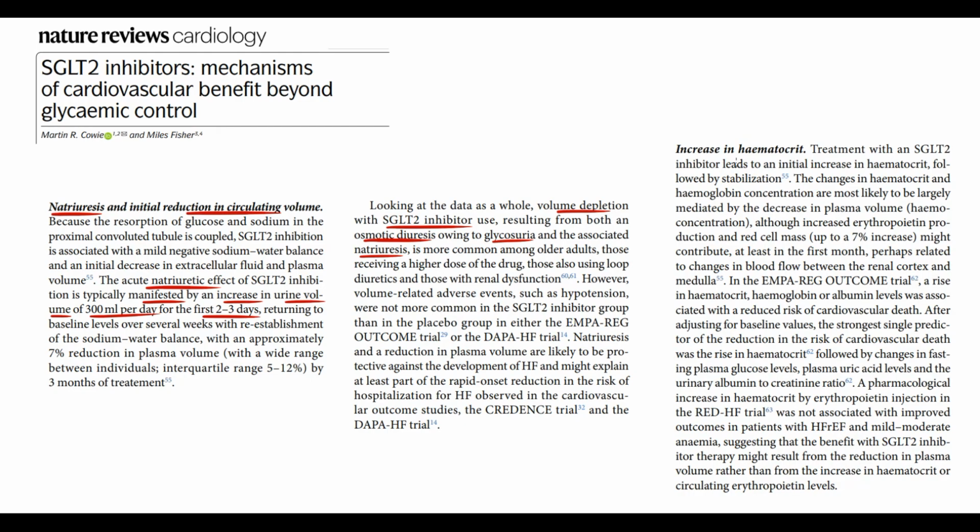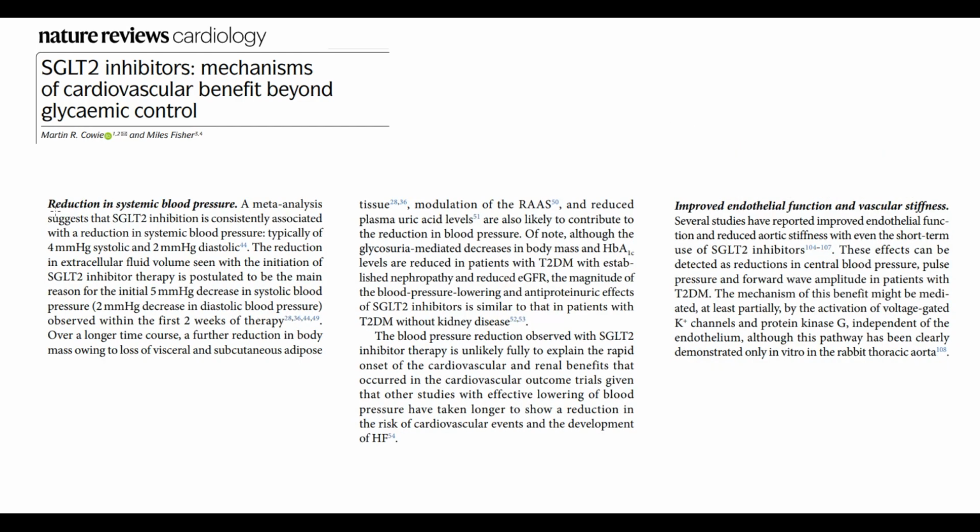With osmotic diuresis, plasma volume decreases, and this manifests as an increase in hematocrit. Also, with decrease in plasma volume, systemic blood pressure decreases, both systolic and diastolic. Decrease in systemic blood pressure improves endothelial function, and also it causes decrease in vascular stiffness. As we see in case of SGLT2 inhibitors, there are a lot of cardiovascular benefits from a glucose-lowering agent, which is quite unique.